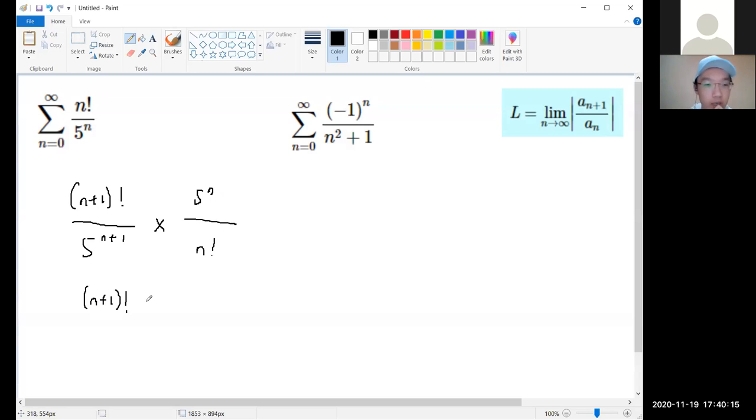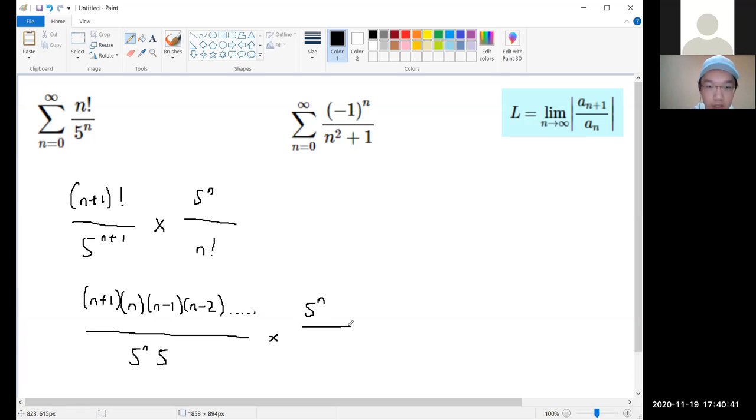How can we rewrite n plus 1 factorial? So that would be n plus 1 times n, and then times n minus 1, and then times n minus 2, and so on, right? 5 to the power of n plus 1 is just 5 to the n times 5 to the first power. Okay, and then here we have 5 to the n, and then n factorial is just n times n minus 1 times n minus 2, and so on. Okay, so this is what we have so far.